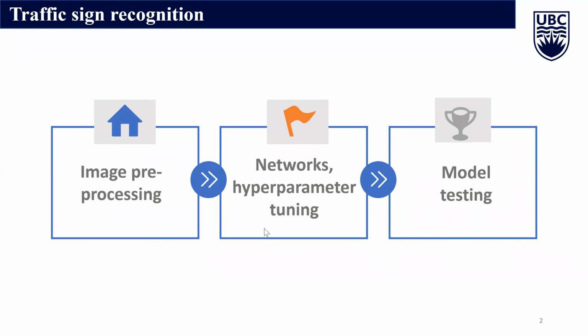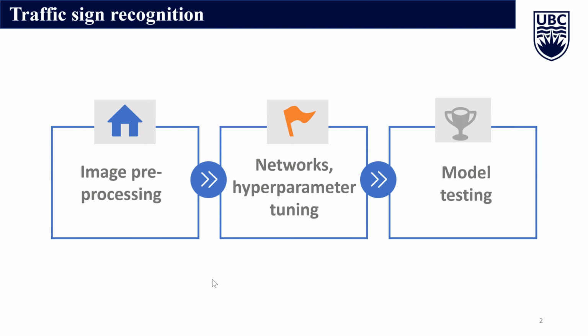Hello everyone, my topic is traffic sign recognition. In this project, we train a deep learning model to perform traffic sign recognition on Google Colab. We explore image data preprocessing techniques, network configuration, and hyperparameter tuning to achieve an accuracy of 98.2% on the testing sets. We use PyTorch and PyTorch Lightning as the programming tool.